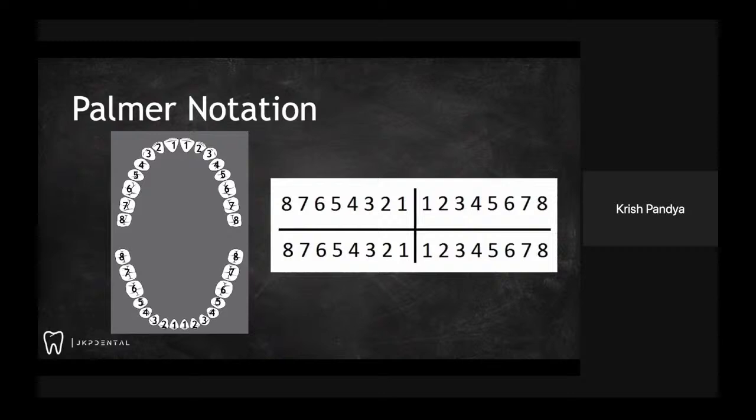The diagram on the left shows a mouth if it was opened out, and all of the teeth are numbered from 1 to 8 in each quadrant. And then this diagram on the right shows the exact same thing, but the images of the teeth have been removed.